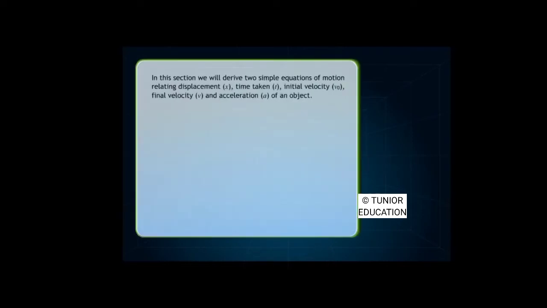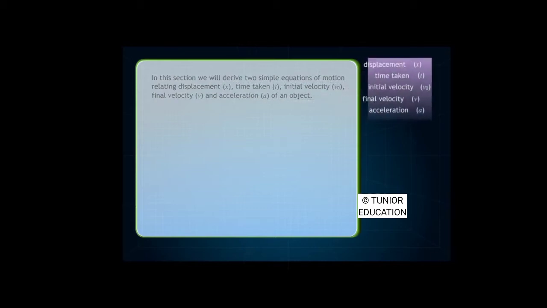Kinematic equations for uniformly accelerated motion. In this section, we will derive two simple equations of motion relating displacement x, time taken t, initial velocity v0, final velocity v, and acceleration a of an object. You have come across the following equation already in the previous section. v equals v0 plus at.